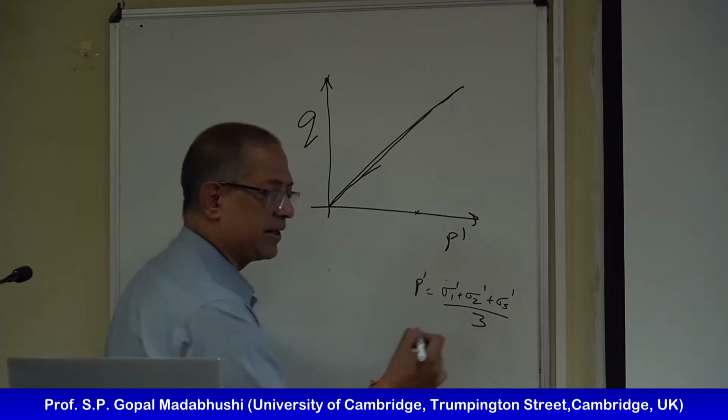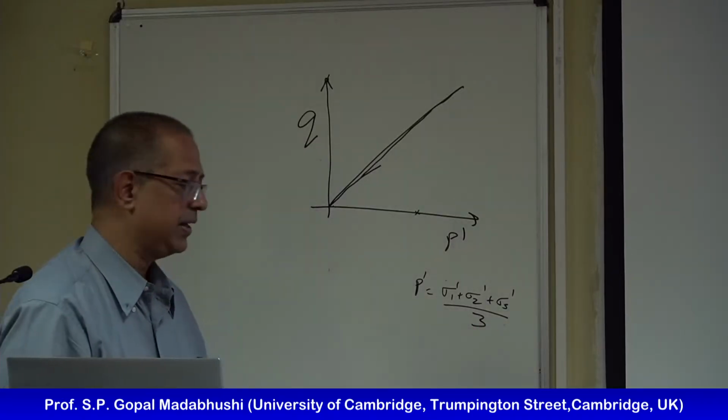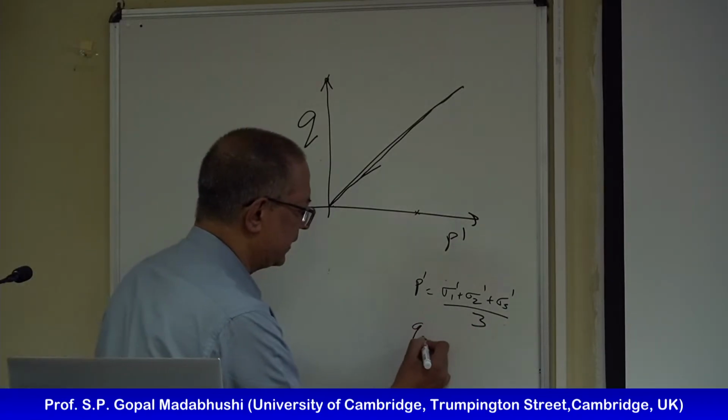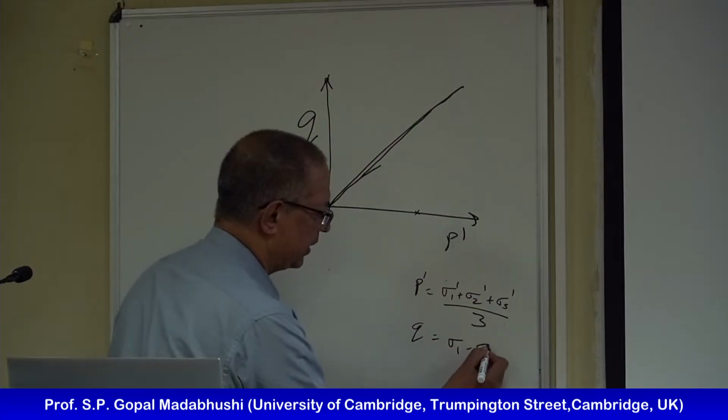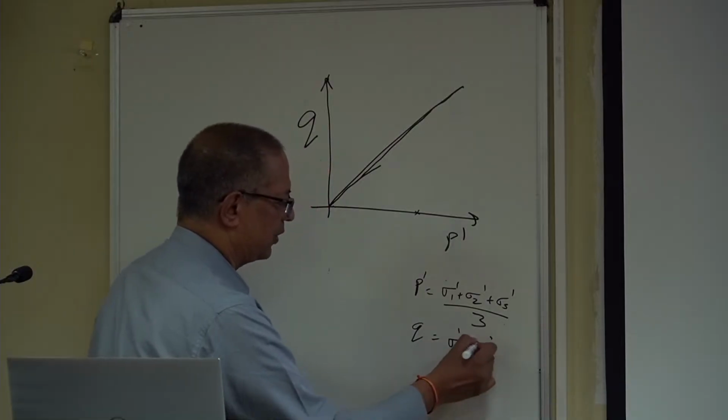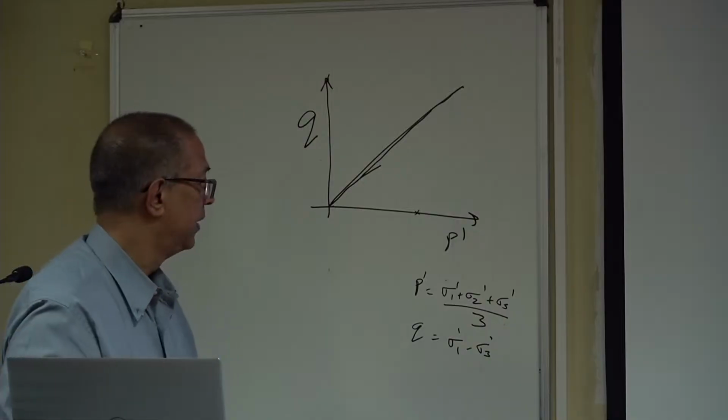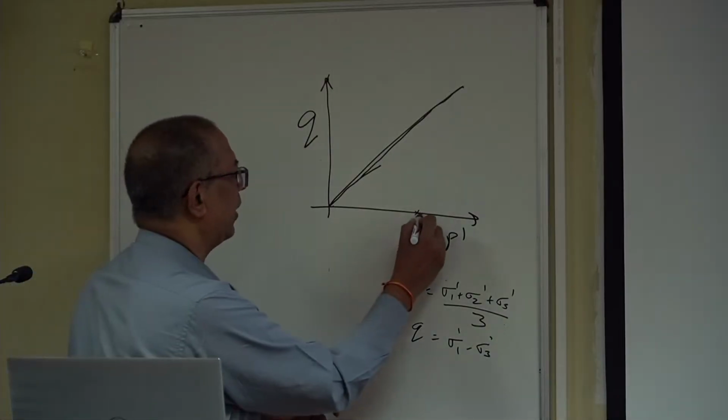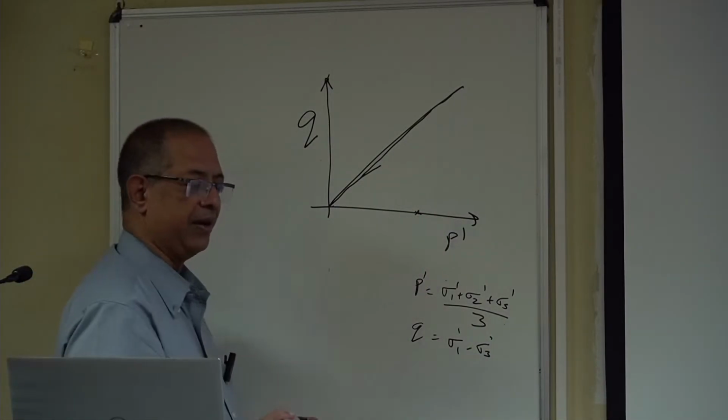These are the principal stresses, so it's basically the mean confining stress. And Q is sigma 1 minus sigma 3. You can also put a dash, it doesn't make any difference. So initially, my stress state will be somewhere here.